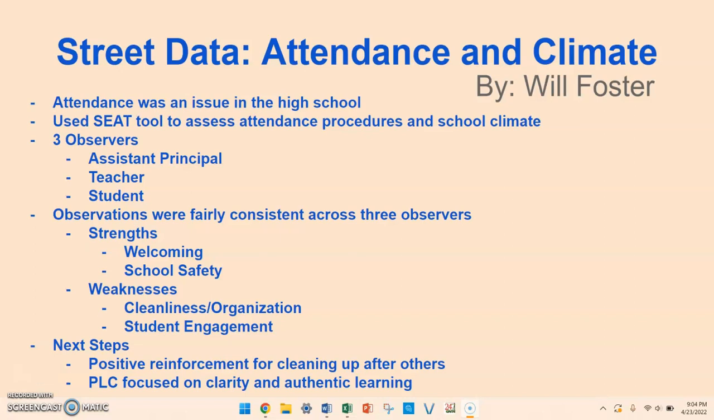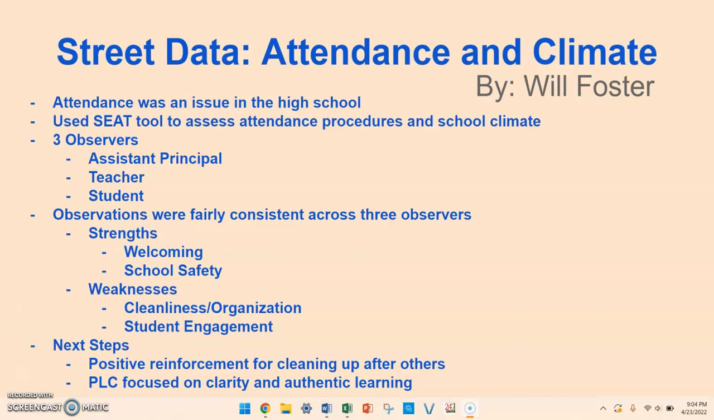My name is Will Foster, and my street data project focuses on attendance and school climate. In the school where I work, attendance is an issue. It's a high school, and we have high rates of absences across our student body. That's why I chose to use a SEAT tool to assess the attendance procedures when the kids enter the school, as well as the school climate when they move around the school and interact with staff.